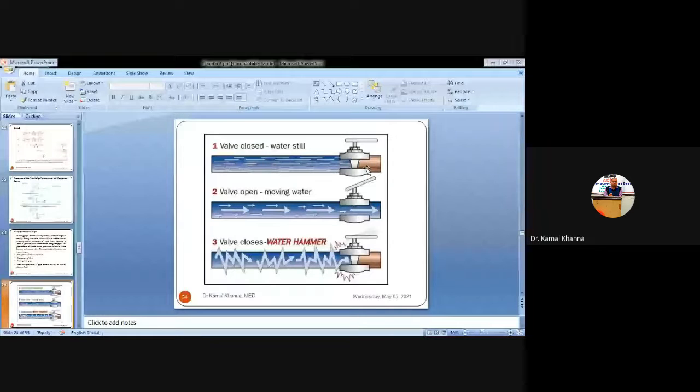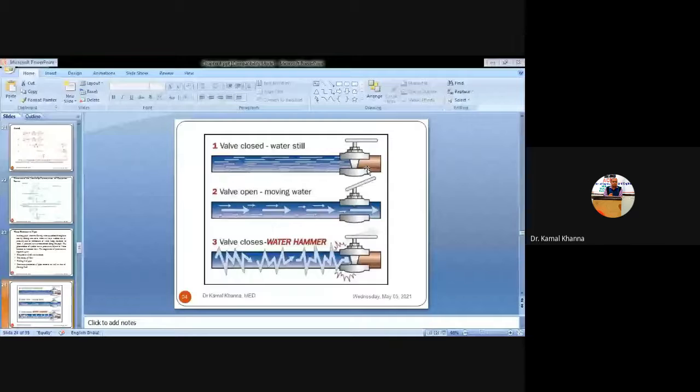So this is the first case, I am repeating this. In the first case, you can see the water is still, at rest, whenever the gate valve is closed. But as soon as you open it, the water moves at a constant speed from one end of the pipe to the other end. But whenever the water is moving at a certain speed and suddenly you close the valve, as you can see in the third figure.